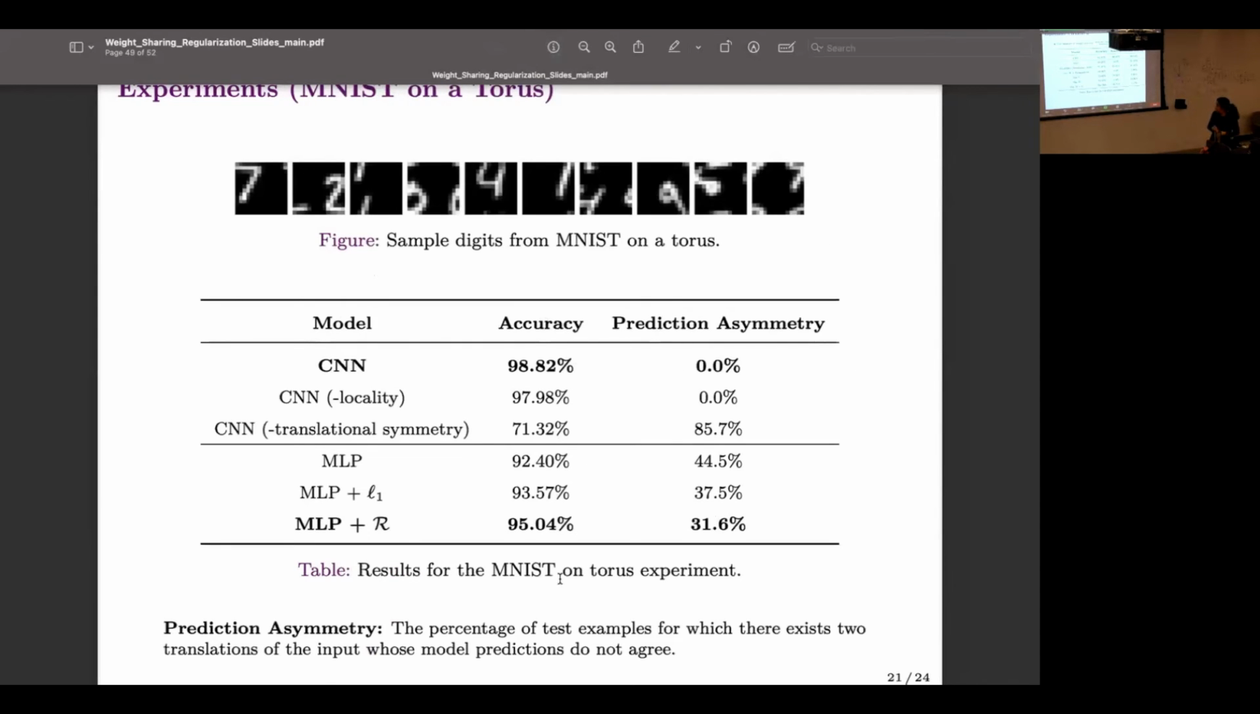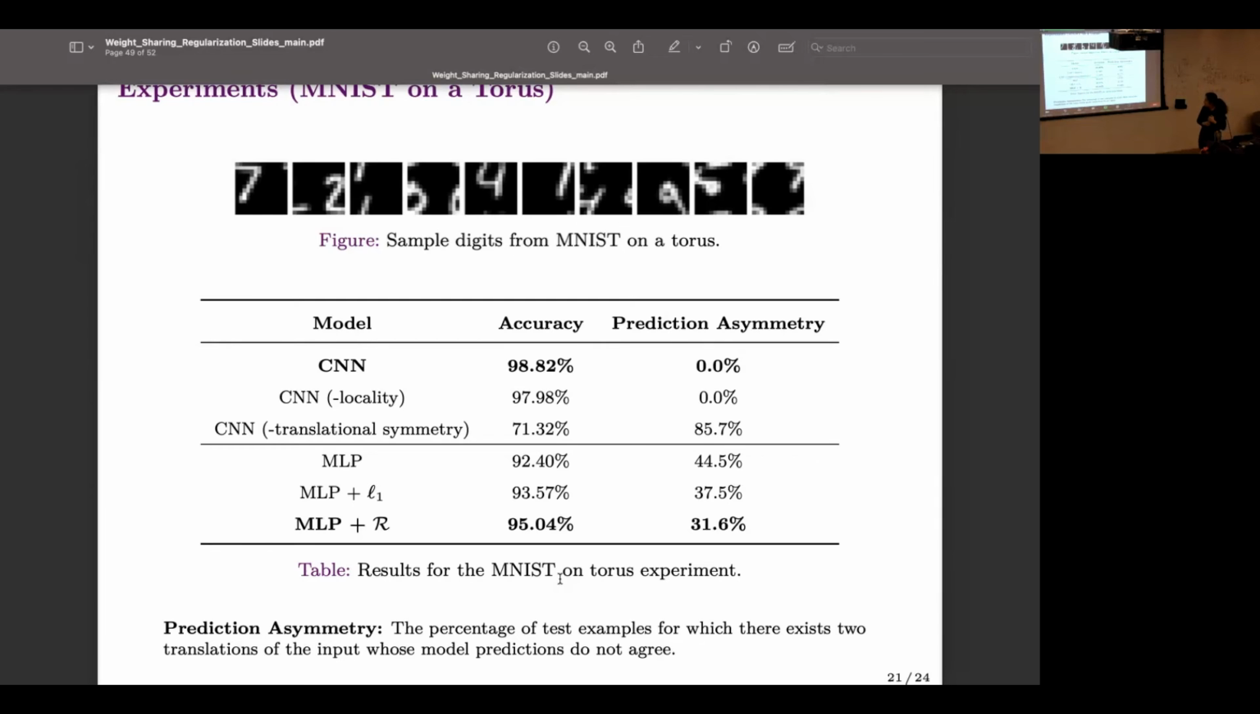It lies in our next experiment, which is MNIST on torus. We rolled the MNIST images pixel by pixel randomly, from up and down and right and left, and then we created this MNIST on torus dataset. We are training with MLP and CNN here too.